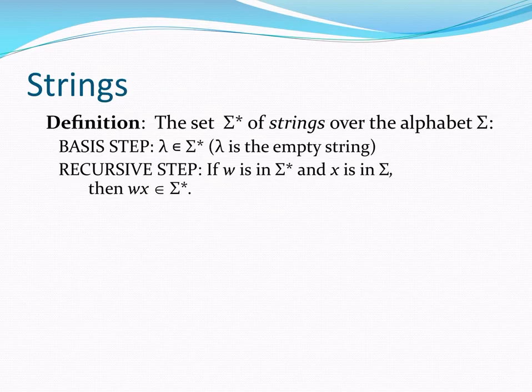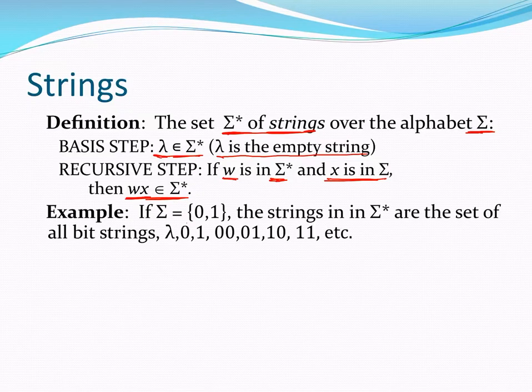Here we have a set of strings. Sigma star is a set of strings that uses an alphabet that's contained in the set sigma. And we define it recursively as we start with lambda, which is known as the empty string. We say that it is in the set of strings. And then recursively, we say that if W is in our set of strings and X is a symbol in our alphabet, then W appended with X is also in the set of strings.